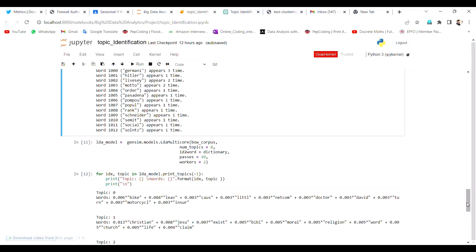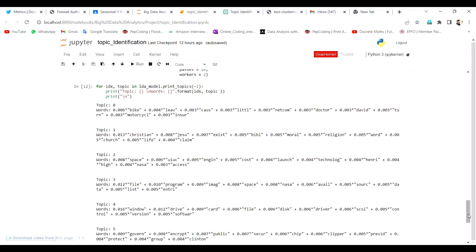So the output will be considered in such a format: if a sentence or a paragraph consists of words like Christian, Jesus, moral, religion, and church, then the corresponding weights will become 1, and the non-existing words will become 0, and then we will be taking the sum for this particular topic. Whichever topic has the highest weight will be considered as the topic of that paragraph.